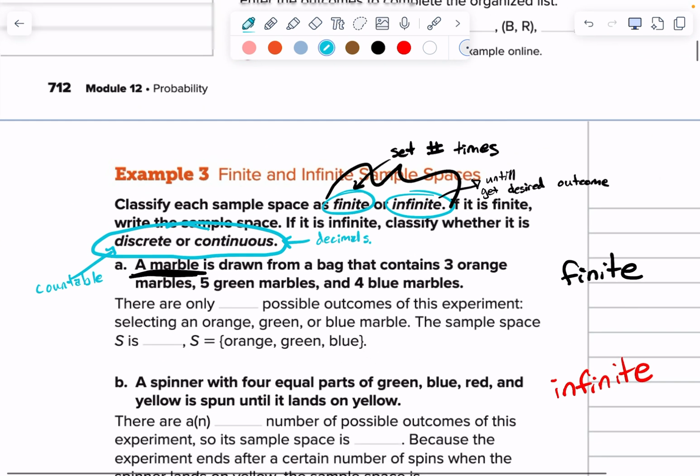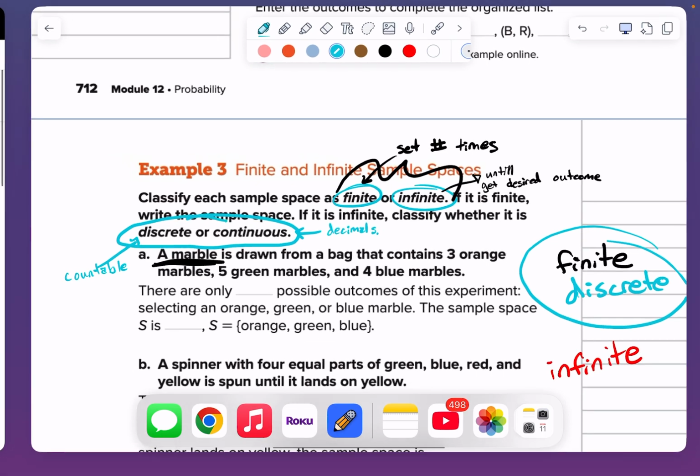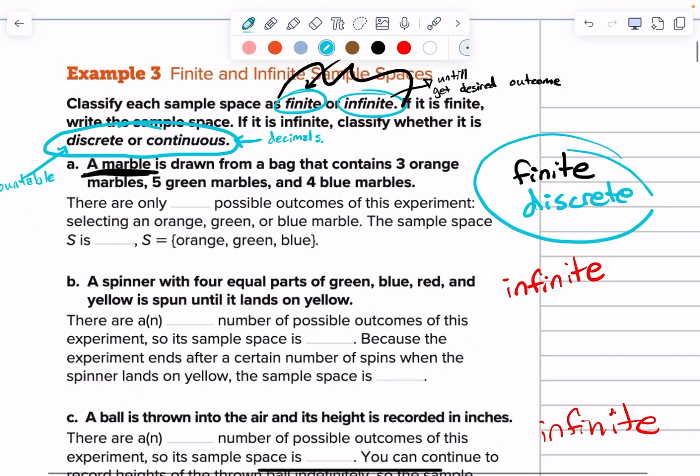A marble is drawn from a bag that contains 3 orange marbles, 5 green marbles, 4 blue marbles. I'm drawing a finite number of times. Is it discrete, countable, or are we dealing with decimals that continue on forever? Discrete. So it is finite and discrete. Okay, B. Spinner with 4 equal parts, green, blue, red, yellow, is spun until it lands on yellow. Infinite number of times, but discrete or continuous? Discrete.